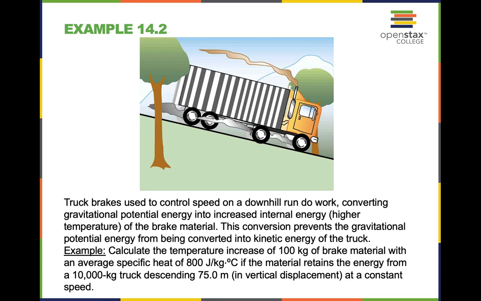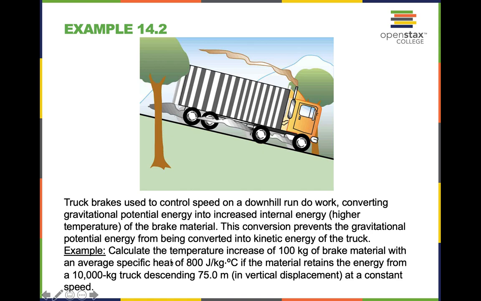Okay, so for example, 14.2, truck brakes used to control speed on a downhill run do work, converting gravitational potential energy into increased internal energy, higher temperature of brake material. This conversion prevents the gravitational potential energy from being converted into kinetic energy of the truck. So here, calculate the temperature increase of 100 kilograms of brake material with an average specific heat of 800 joules per kilogram times degree C.